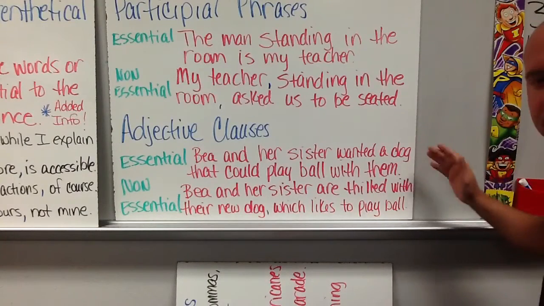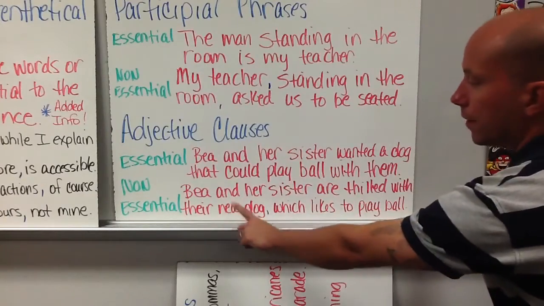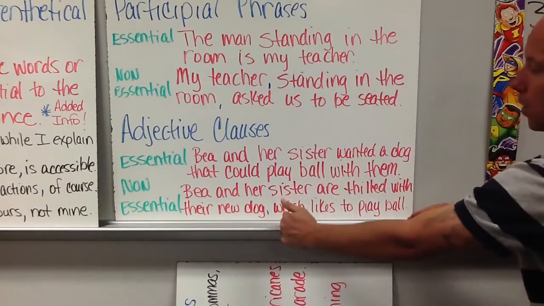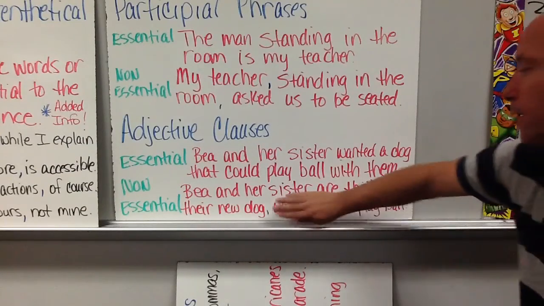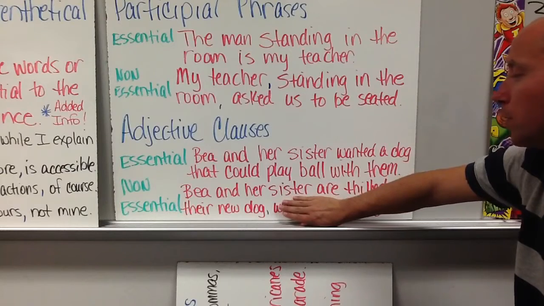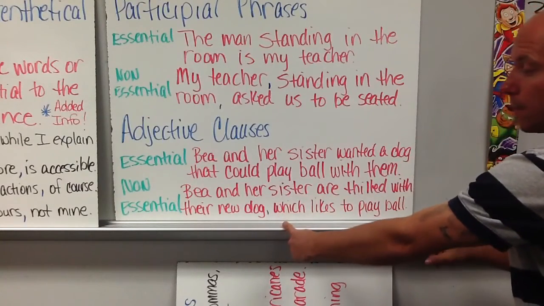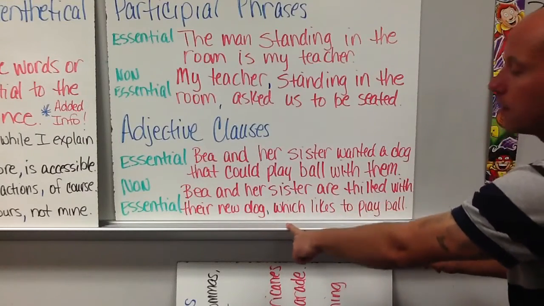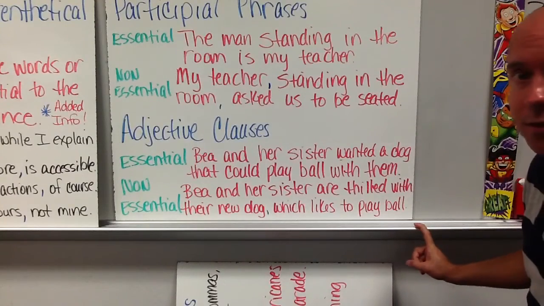And those seem really similar, so I can understand why that might be a little bit confusing. But the way we've written it in this sentence, which likes to play ball is an adjective clause that describes the dog. And the sentence would still make sense without it. Okay? Bee and her sister are thrilled with their new dog. That would be a complete thought. Now this gives us more information about the dog, but because it's not essential to understanding the meaning of the sentence, we set it off by commas. Okay? We'll practice that a lot this week, so I'll see you soon.